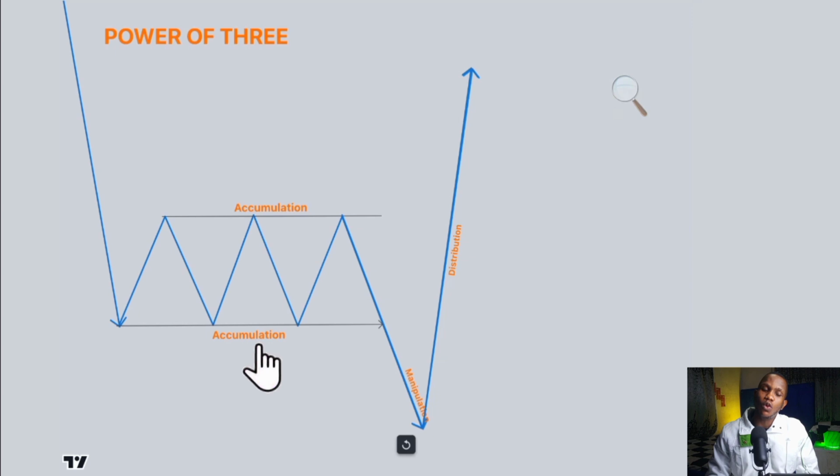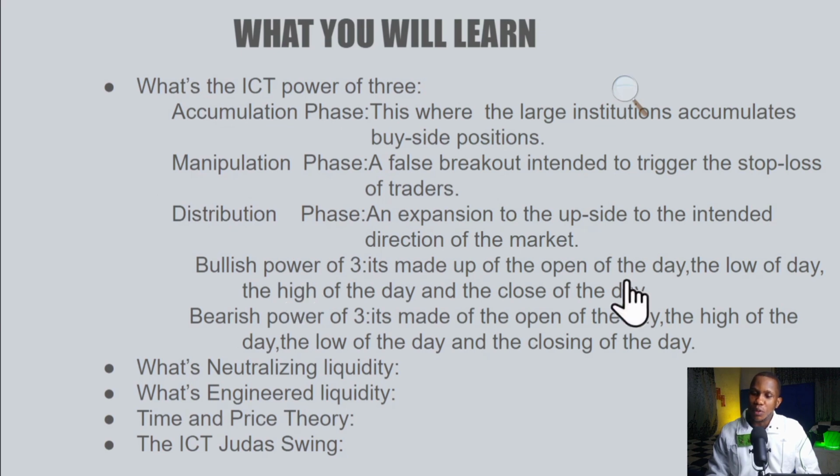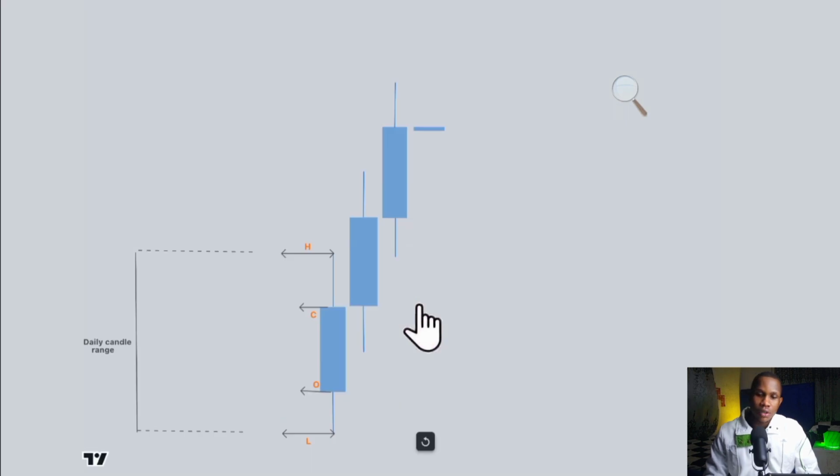So guys, this is what you see from the lower time frame: accumulation, manipulation, distribution. I want us to take a look at this power of trade in a bullish scenario and a bearish scenario. So guys, the bullish power of trade is made up of the opening of the day, the low of the day, the high of the day, and the close of the day. This means each particular daily candle range now. Each candle here represents the daily candle. This could be a daily candle, it could be a weekly candle, it could be a monthly candle.